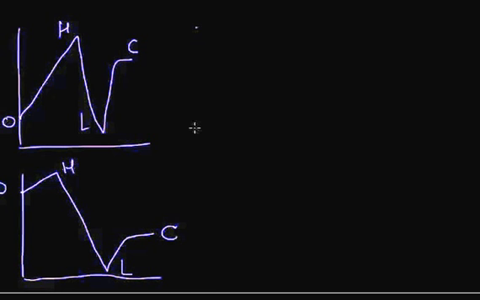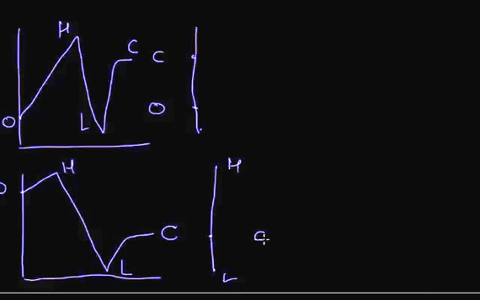I'm going to take the highest point, I'm going to take the lowest point, and join the highest to the lowest point. I'm going to put a C on this, and I'm going to put an O on this. Similarly, how am I going to draw the candle here? I'm taking the highest point, I'm taking the lowest point, I'm taking close here, and I'm taking open here.